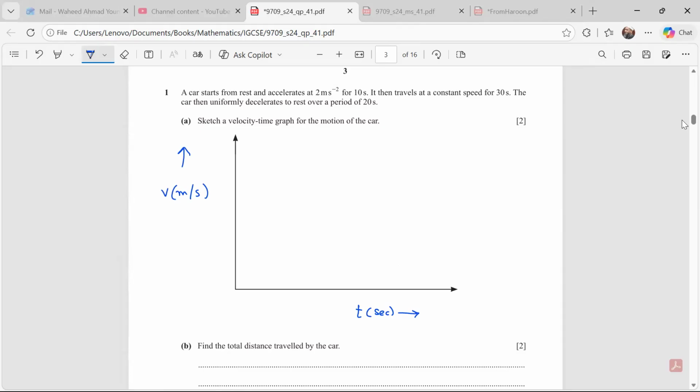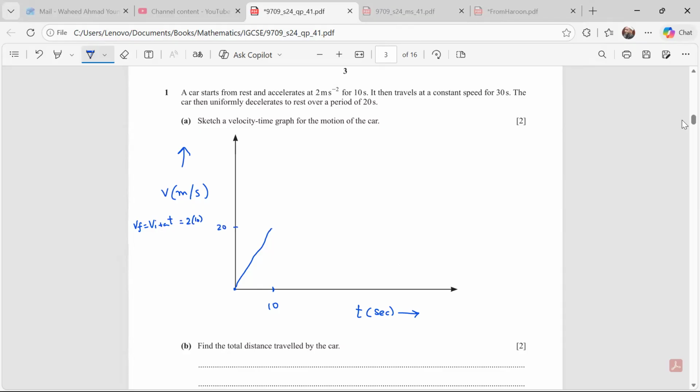Okay, so at time zero, the speed was zero because the car starts from rest. And for 10 seconds, it keeps going with an acceleration of 2 meter per second square. So up till 10 seconds, the car speed keeps increasing linearly, right? And in 10 seconds, what will be the final speed? We know Vf equals Vi plus at. Vi is 0, acceleration is 2 meter per second square, times 10 seconds. So it reaches 20 meter per second.